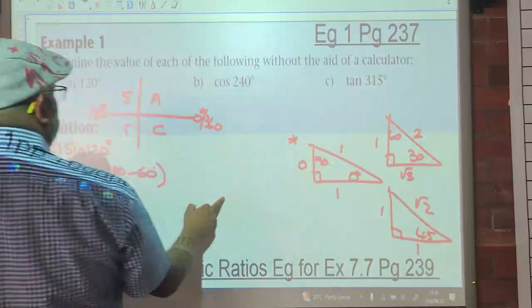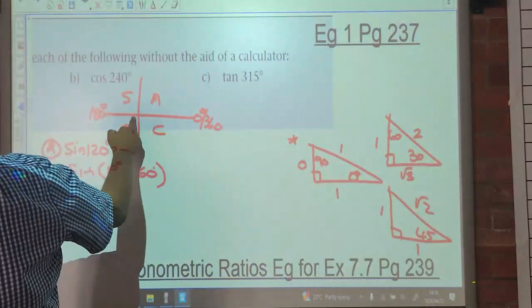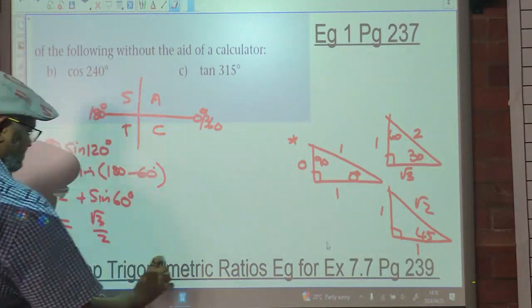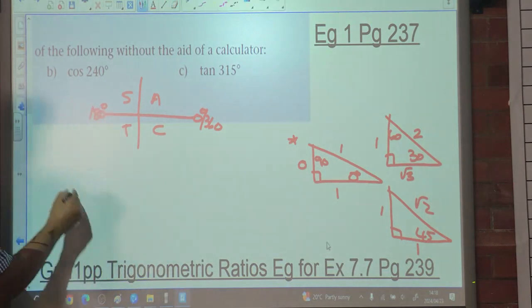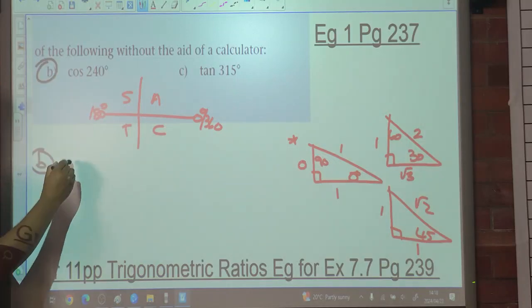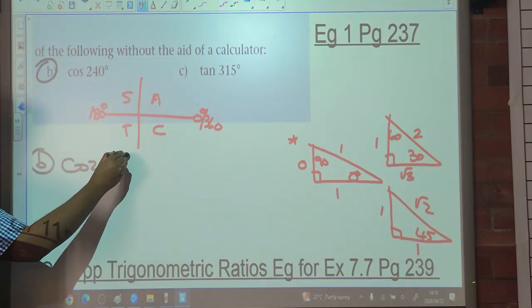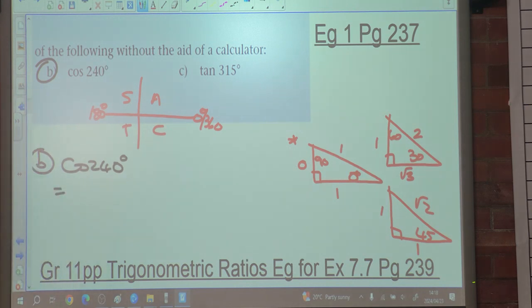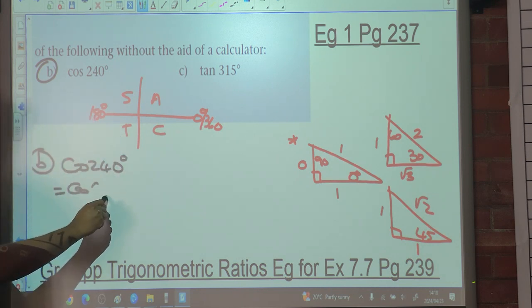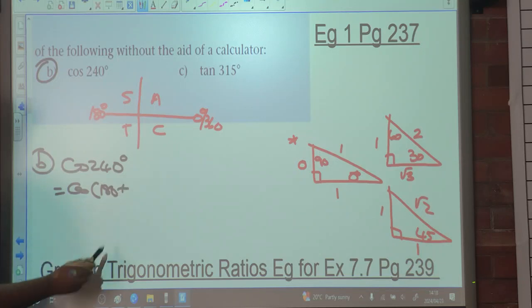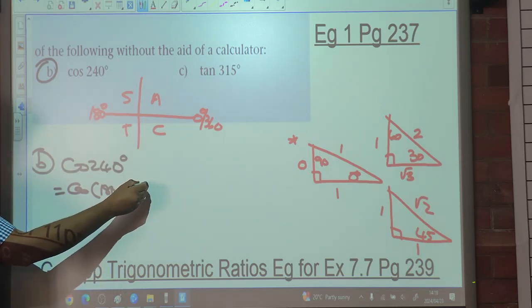Let's look at B. Here we have cos of 240 degrees. Which quadrant is 240 degrees in? Third quadrant. How do we get into the third quadrant? 180 plus. Can you see that, people? So it becomes cos of 180 plus 60 degrees.